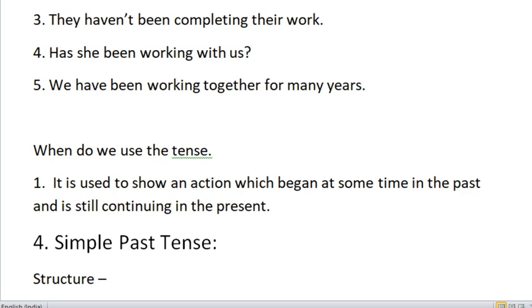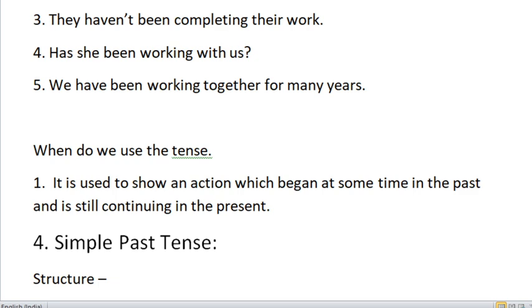As I told you, there are some rules for using since and for. So when do we use since? When we are going to tell an exact period, exact time, that time we can use since. And when do we use for? When we are not telling about exact time, that time we can use for.